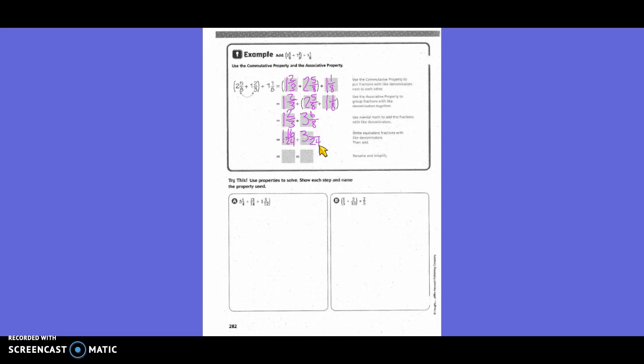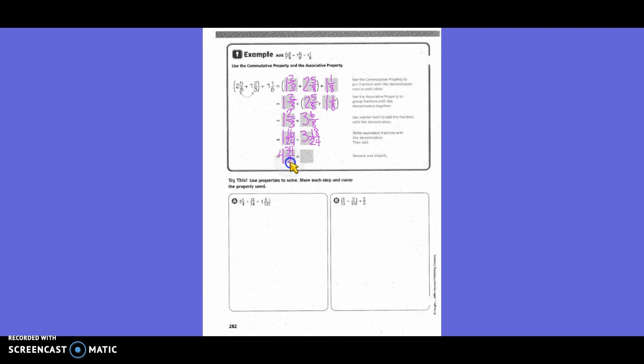How did I get from 8 to 24? Times 3. So what I do on the bottom, I also do on the top. 6 times 3 is 18. Now, what is 1 plus 3? 4. What's 16 plus 18? 34.